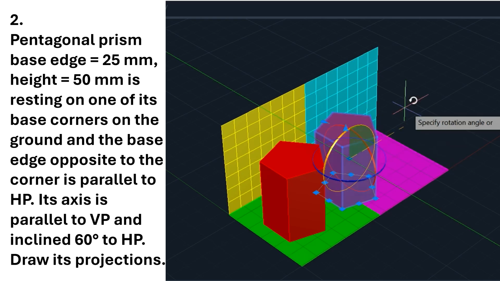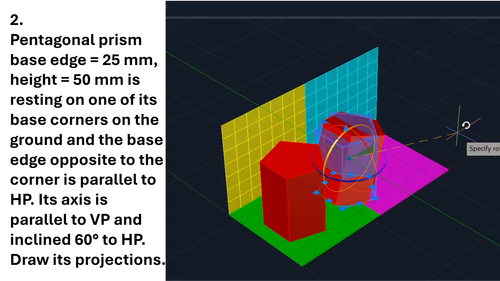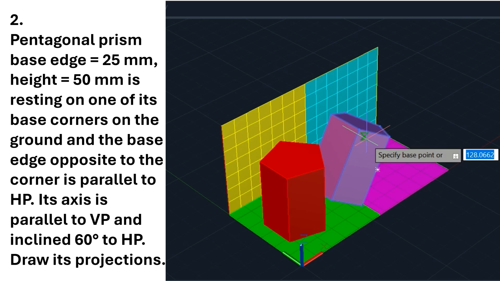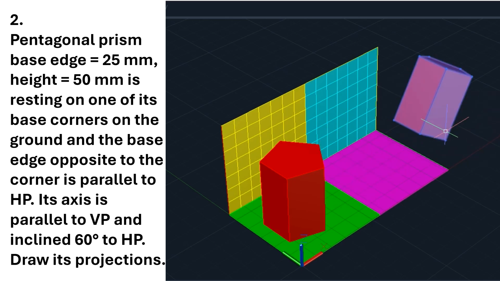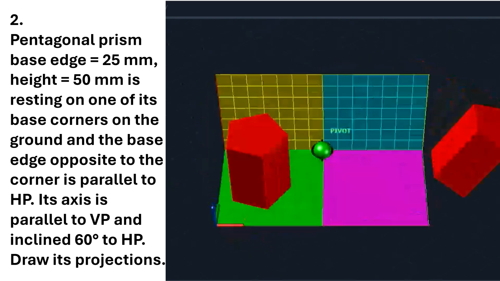Already it is 90 degrees. So I need to rotate in such a way that it should make only a rotation of 30 degrees. So now this exactly should rest on the horizontal plane. So what I will do, I will first select this and move it to some place. Then I need to first rotate in such a way that this is resting on the horizontal plane.